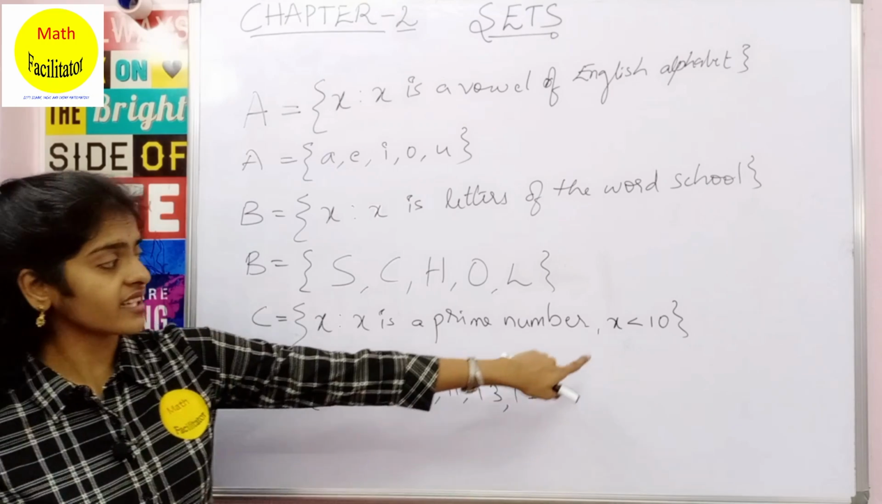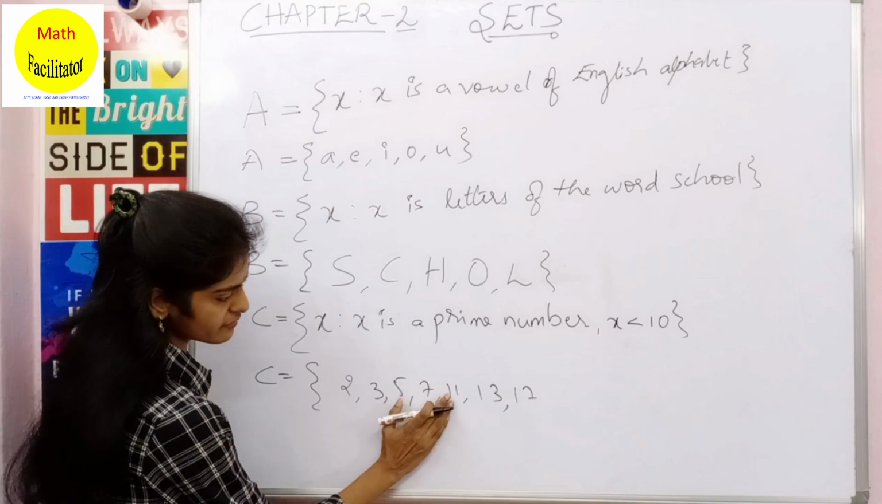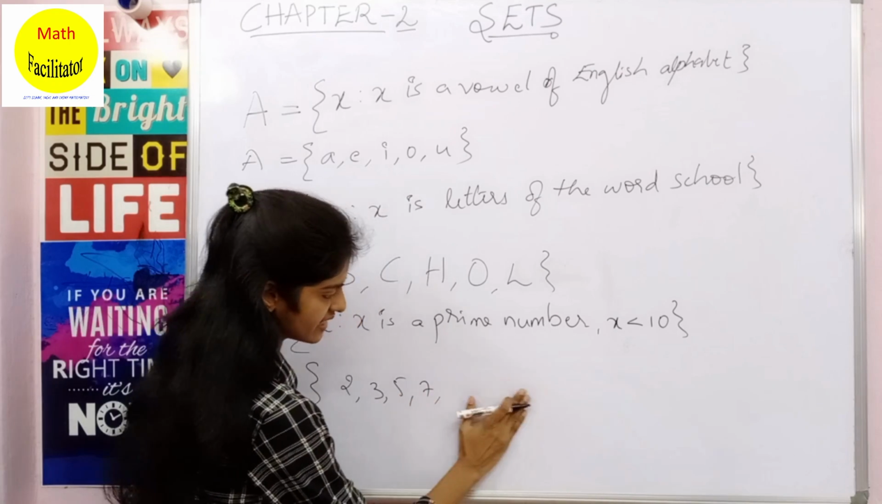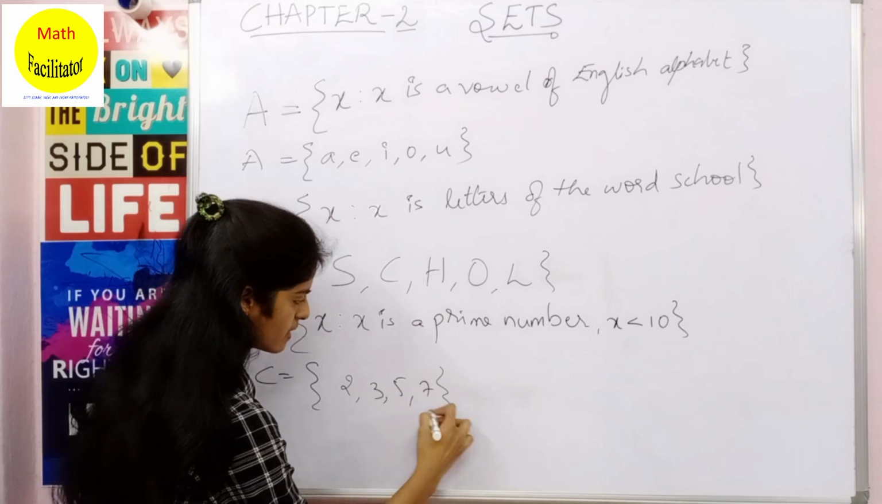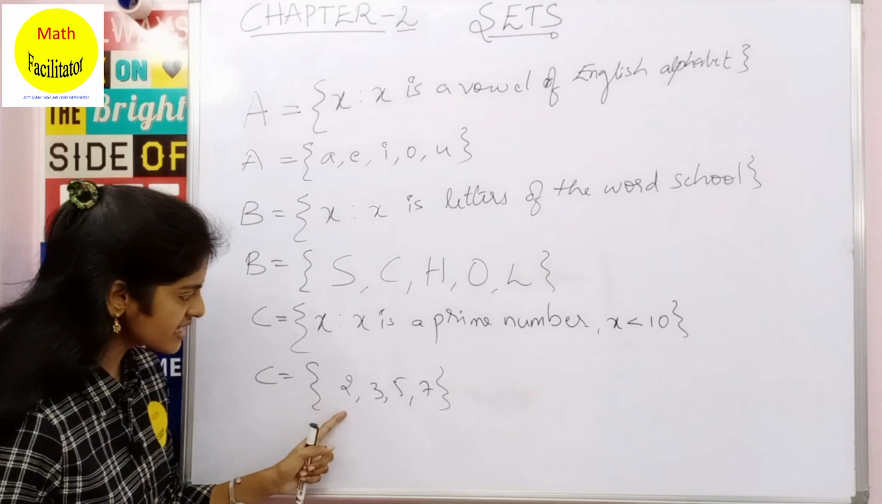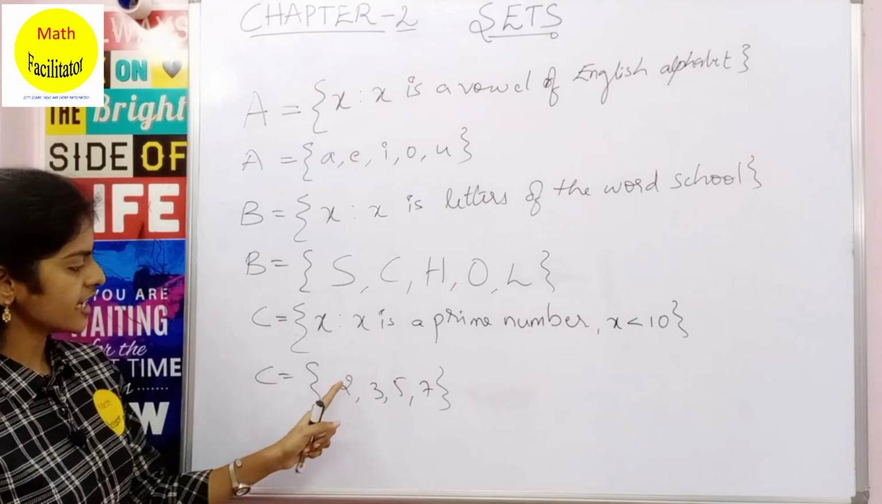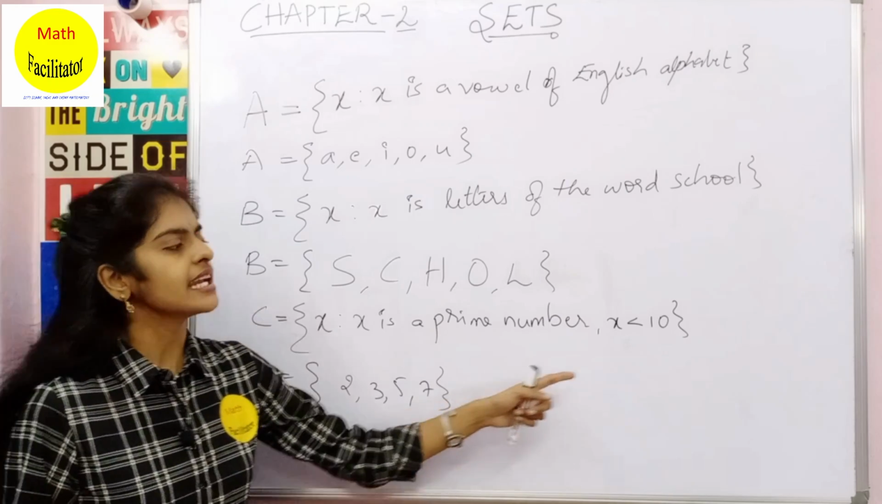But the other condition is what? X should be less than 10. So less than 10 means from 11 you do not have to consider these elements, because they are greater than 10. So the elements of set C are 2, 3, 5, 7. Now you can see each of these elements satisfies this condition. All of 2, 3, 5, 7 are prime numbers and they are less than 10.